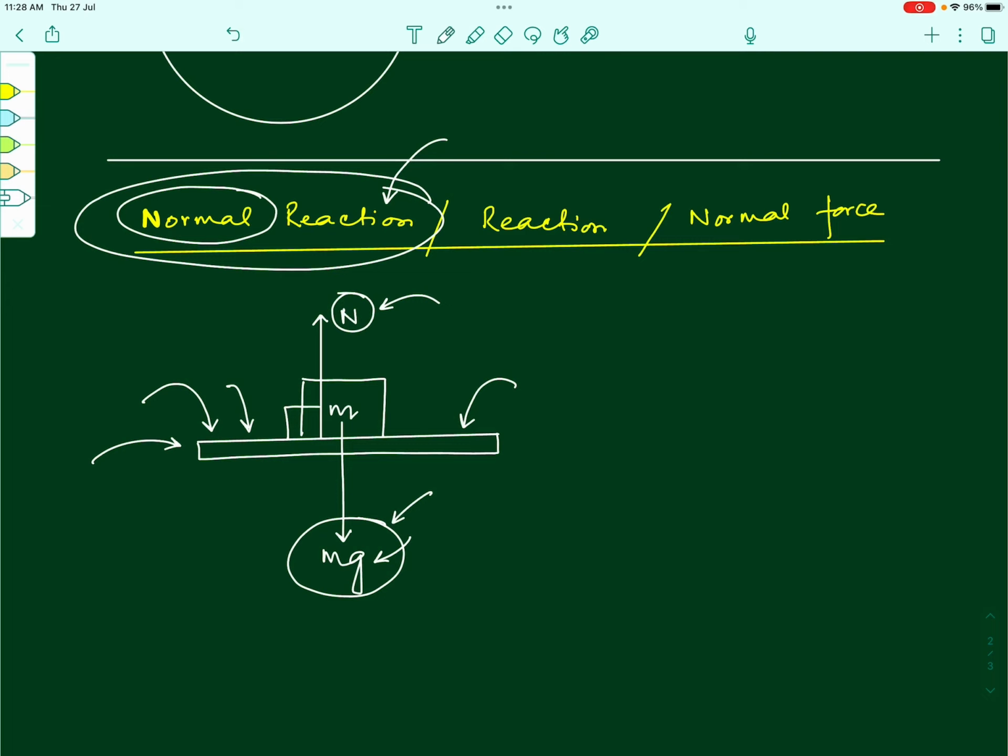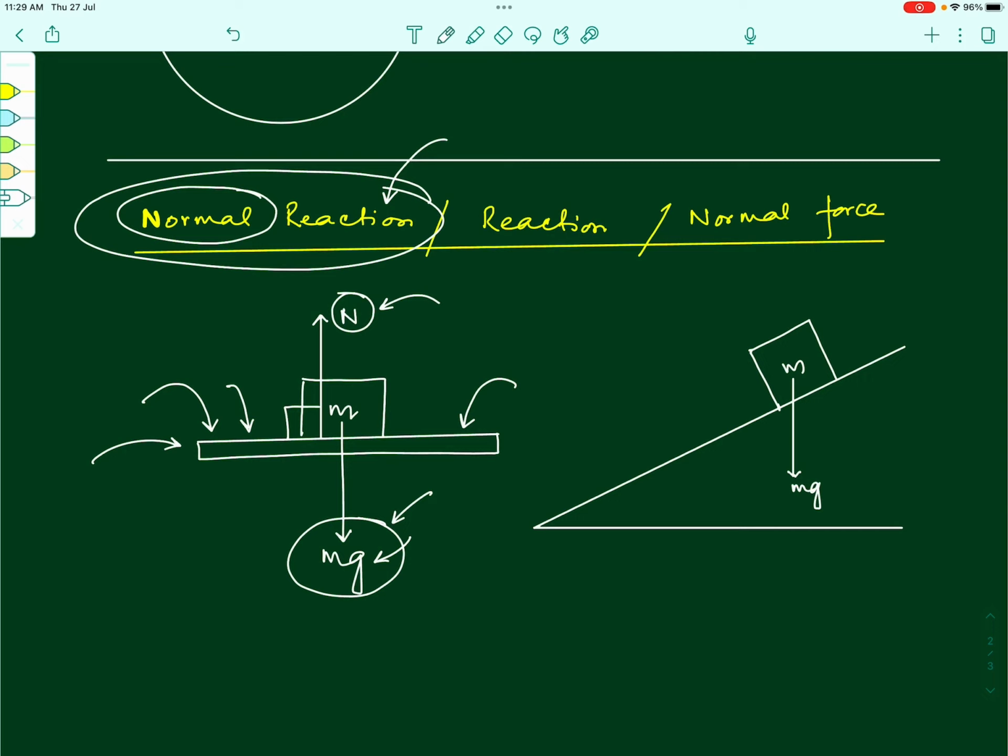I hope you all understand that this surface always acts perpendicular to the surface exerting the force. In case I tilt this surface slightly, let's say the same block is now made to sit on an inclined plane like this. There is a block of mass m, and in this case, a normal force will still act, because there is a force of gravity still acting on the block, pulling it down. But this time the normal reaction cannot balance it.